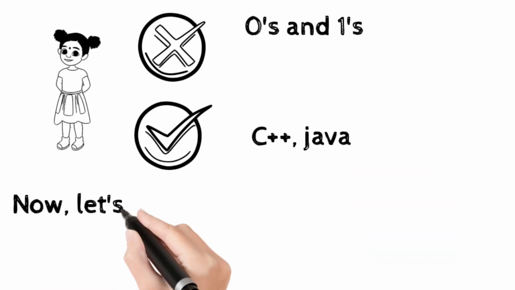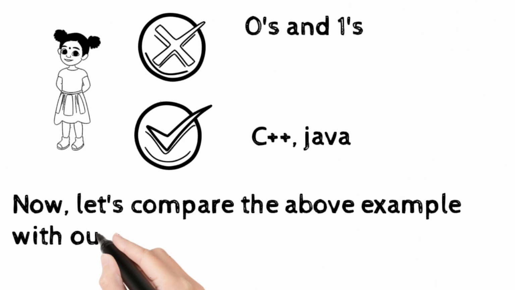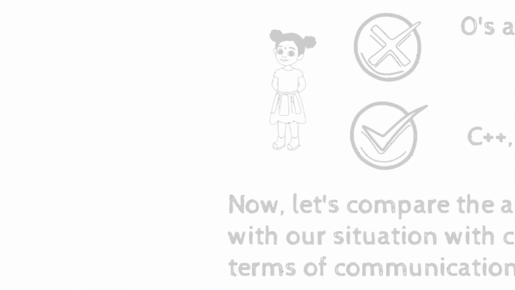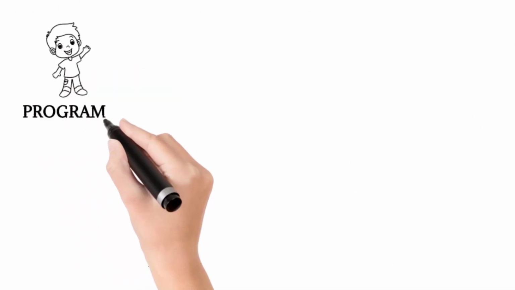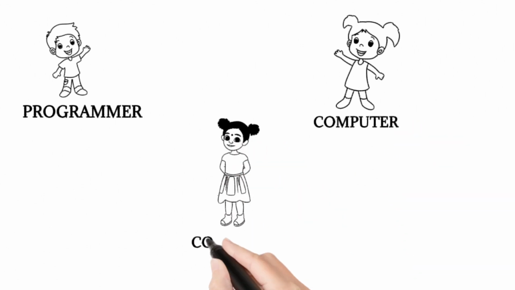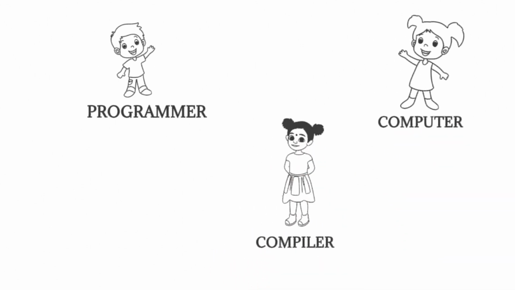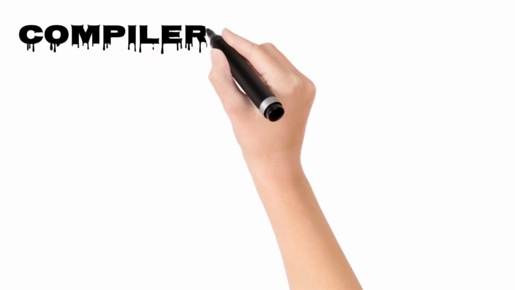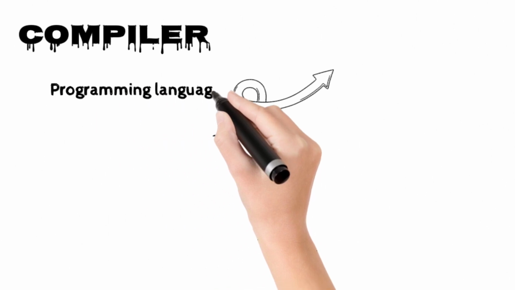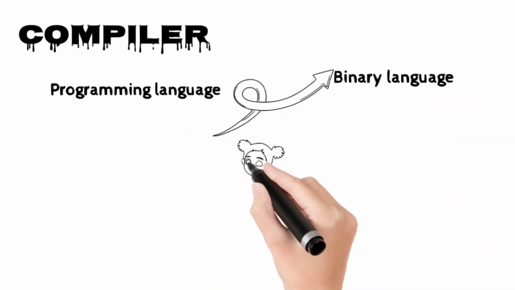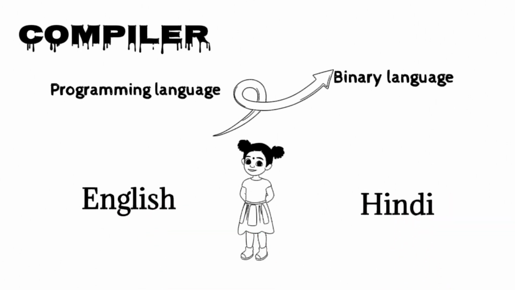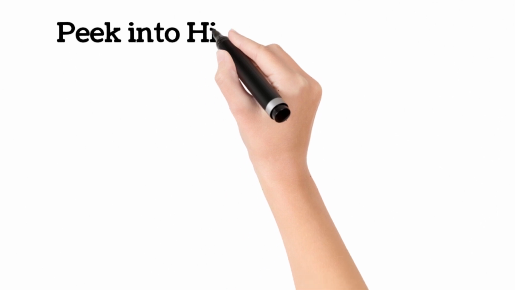Now, we'll compare the given example with our scenario with the computer in terms of communication. Here, person 1 is the programmer, the one who writes the program. Person 2 is the computer, and person 3 is the compiler. Now here comes a new concept, the compiler. So what does a compiler do? A compiler converts programming language into binary language, as person 3 converts English into Hindi and explains it to person 2.